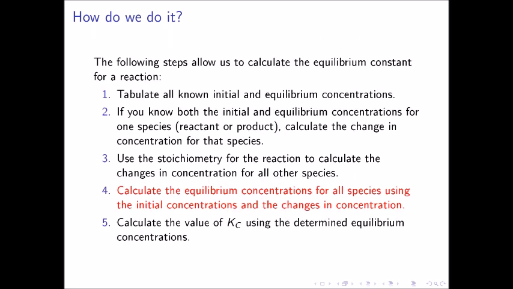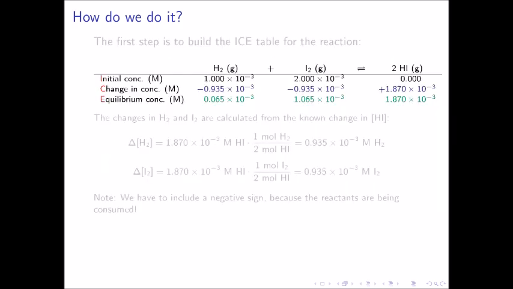Step 4 requires us to calculate the equilibrium concentrations for all species using the initial concentrations and the changes in concentrations calculated in Step 3. In order to accomplish this, we merely read down a column and perform the required arithmetic. For the H2, we begin with 1 times 10 to the minus 3 molar, and then we subtract off 0.935 times 10 to the minus 3 molar, resulting in 0.065 times 10 to the minus 3 molar at equilibrium. Again, please note that your calculator probably reads 6.5 times 10 to the minus 5. This is an equivalent value.